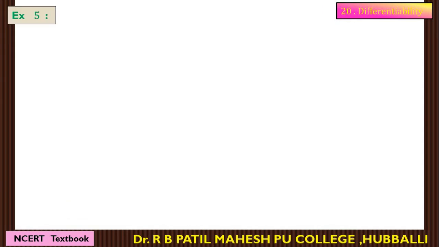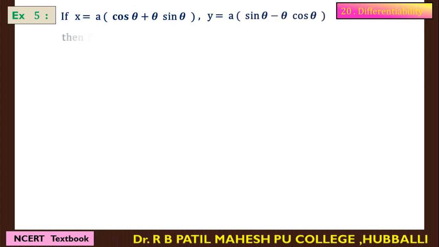Now see the next question. If x is equal to a into bracket cos theta plus theta into sin theta, y is equal to a into sin theta minus theta cos theta, then find d square y by dx square. Dear students, here the given function is in parametric form. You already solved the same example in the first concept, that is parametric, how to find dy by dx. Now it is the double derivative. If parametric functions are given, how to find the double derivative. You already know how to find dy by dx when parametric functions are given.